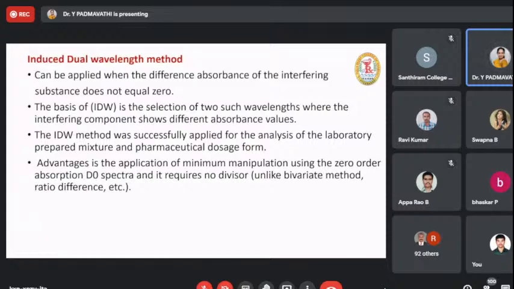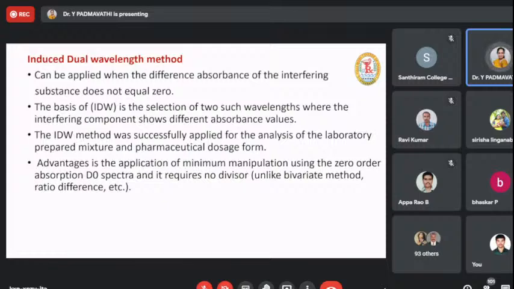So the condition is when the difference in absorbance of the interfering substance does not equal 0, right? The basis for this method is that you have to select two wavelengths where the interfering component shows different absorbance values. Only then can you apply it. So always remember, I can't say that all these techniques can be randomly applied to all kinds of samples.